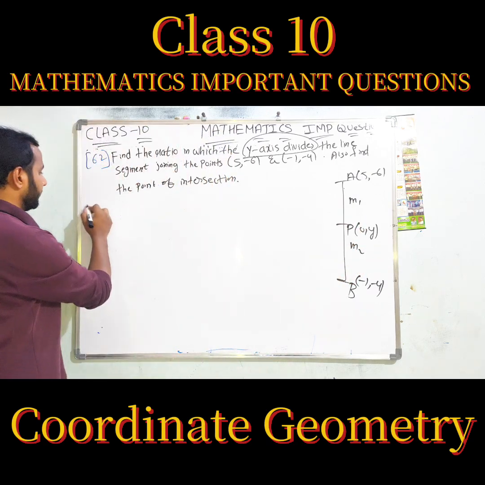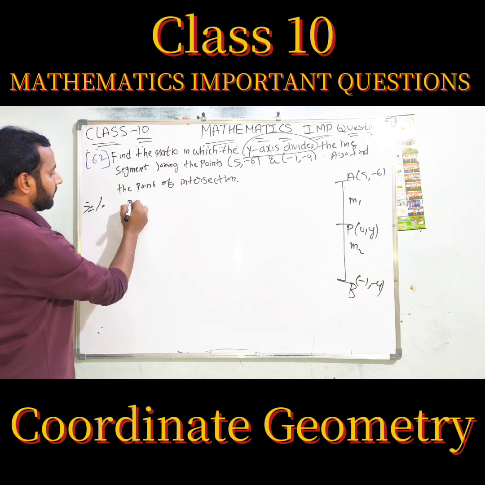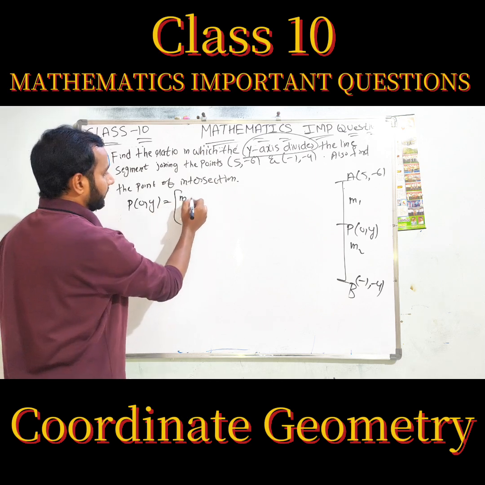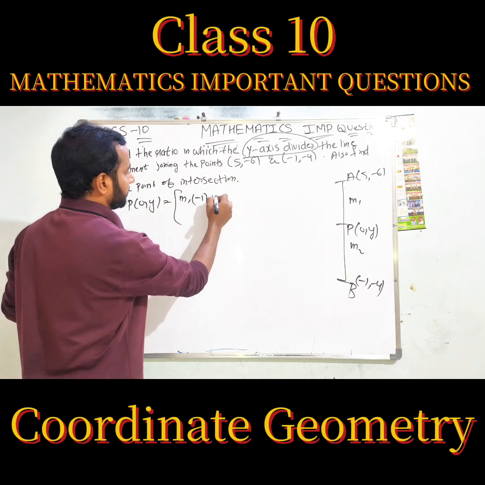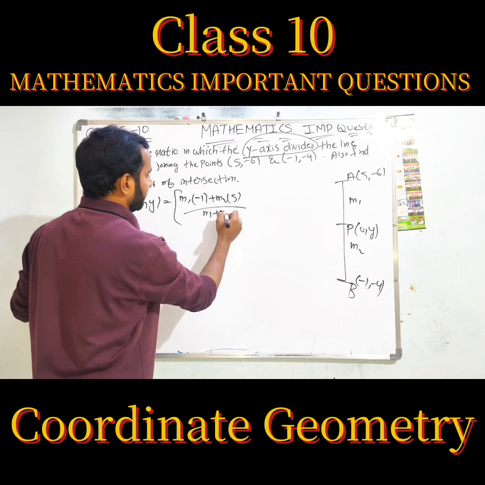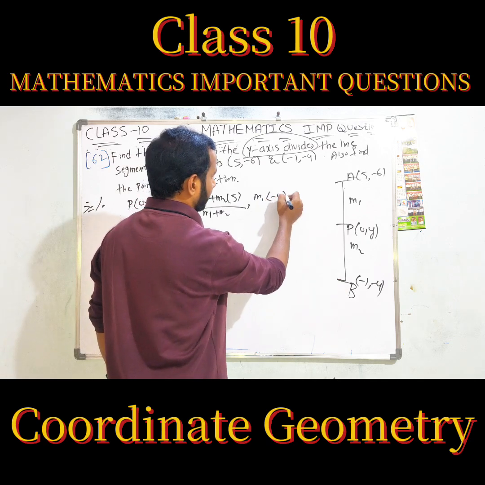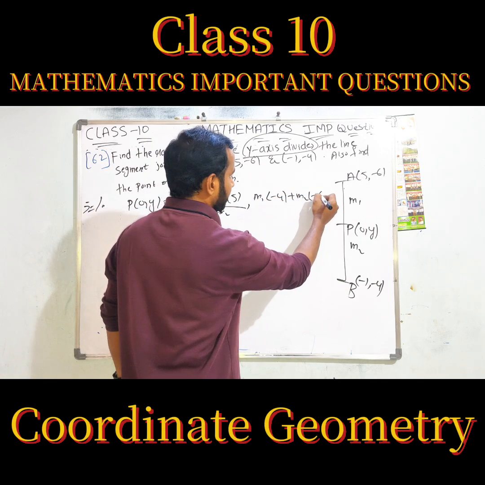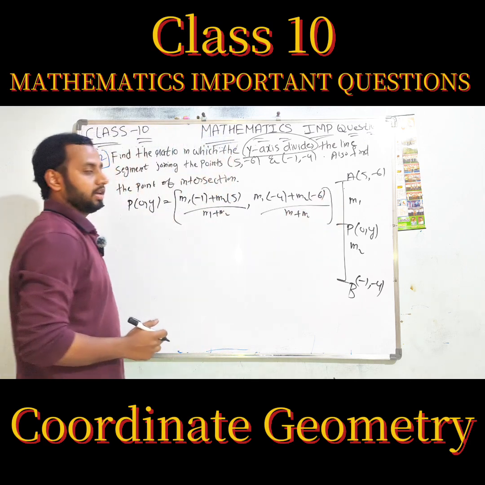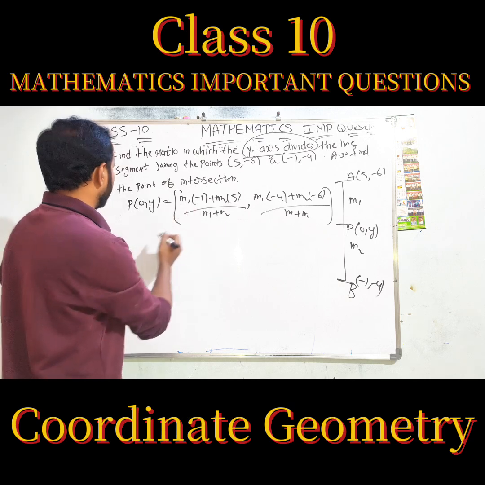Let us solve without writing the formula. P of (x, y) is (0, y), and (m1 x2 plus m2 x1) over (m1 plus m2), comma, (m1 y2 is minus 4 plus m2 y1 is minus 6) divided by (m1 plus m2). Again, don't equate the y term with y, you will not get the ratio. To get the ratio, equate with x.